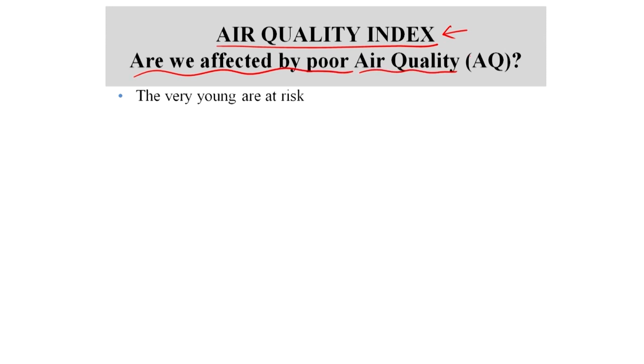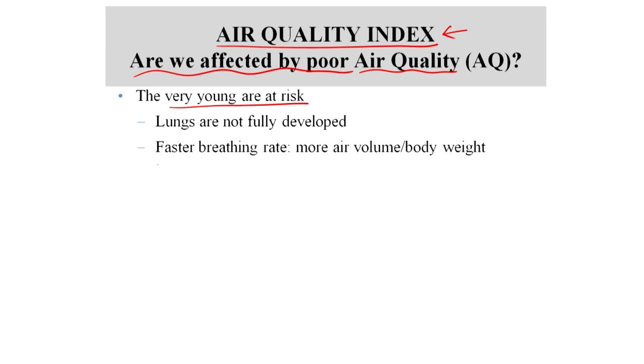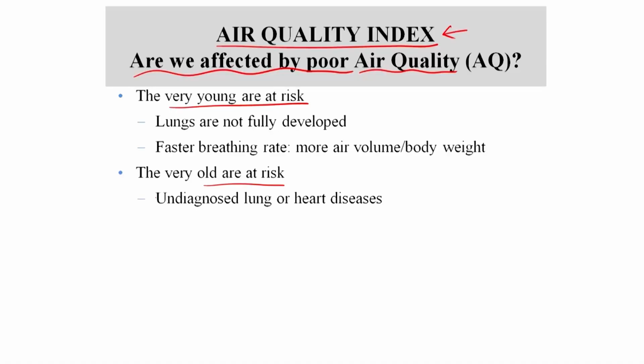We know that typically the very young are at risk. Why is that? Because their bodies are not yet fully developed, and also they have a faster breathing rate, and so more air volume per body weight compared to adults. The old are also at risk. Again, the human body is deteriorating with age, so it is more susceptible. You will always have long term issues from exposure to air pollution, but people at old age obviously can't sustain their bodies in such an environment.